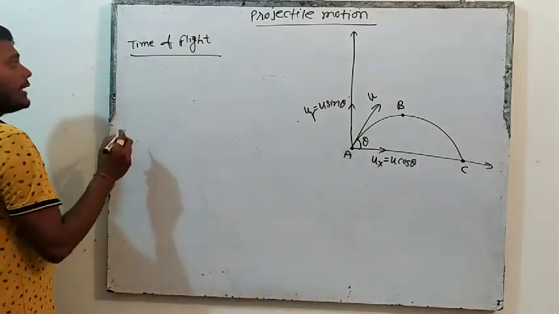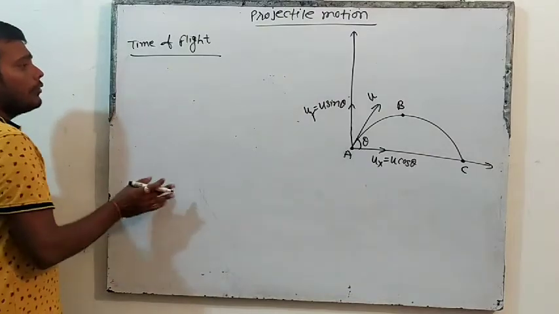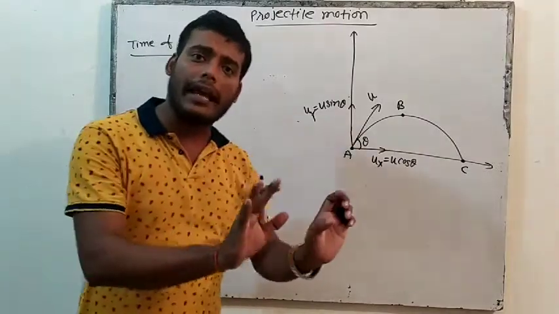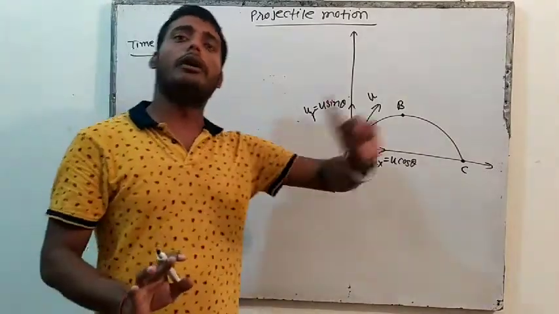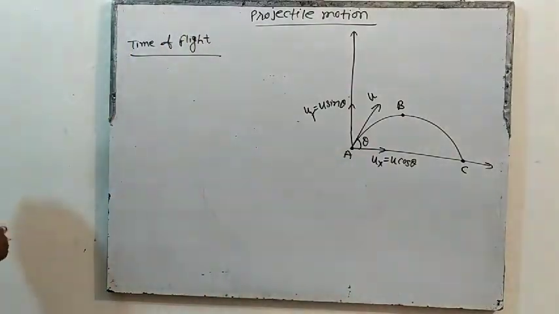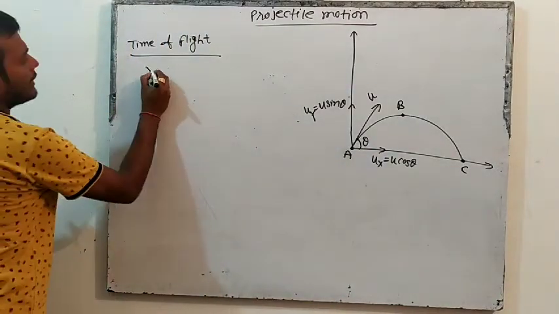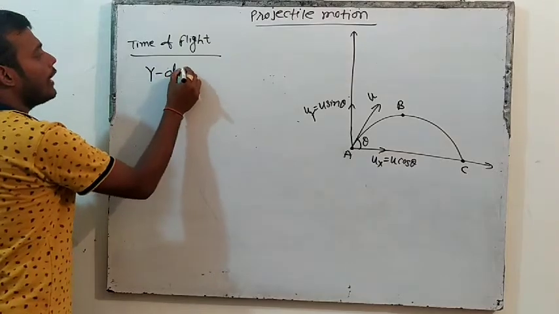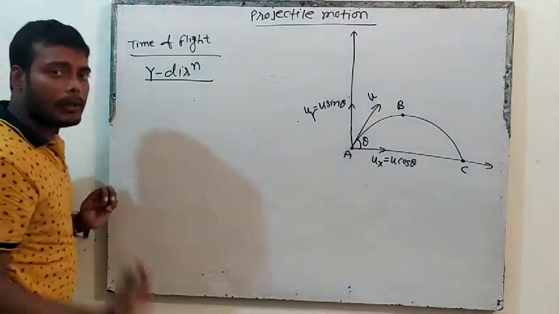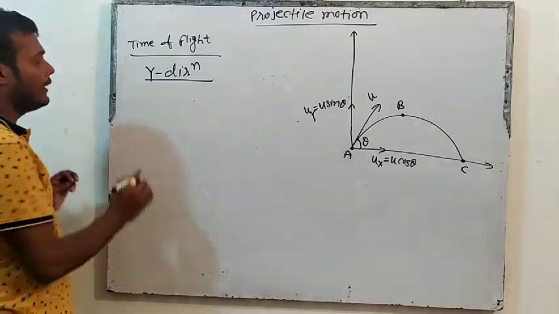For calculating time of flight, I told you that you have to separate the motion. When you are dealing with x direction motion, you go in x, and when you are dealing with y direction motion, you go in y. For calculating time of flight, we will go in the y direction. So whenever you calculate time of flight, remember that you have to go in the y direction.